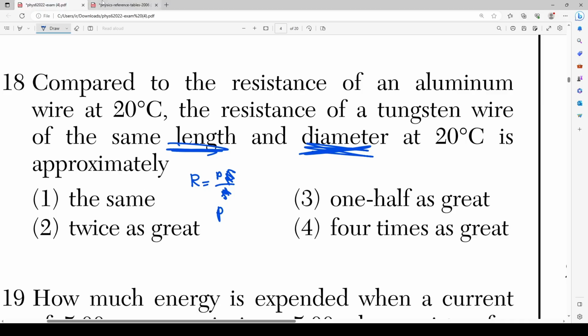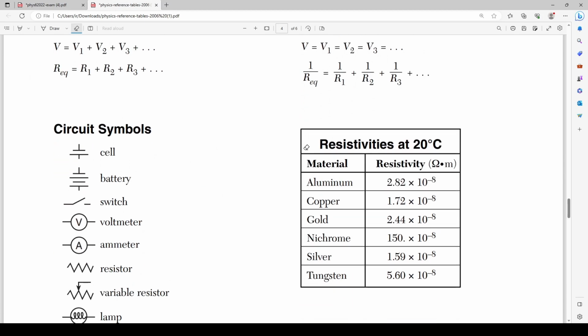So I'm going to look at my resistivity in this table labeled resistivities at 20 Celsius. My aluminum resistivity is 2.82 times 10 to the power of -8, and my tungsten resistivity, which is the other material, is 5.6 times 10 to the power of -8. If I open up my calculator, I know that 5.6 is about twice as great as 2.82.